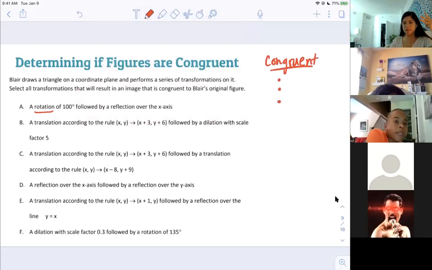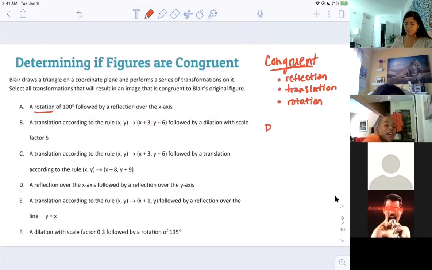What types of transformations? Reflection, translation, and rotation. Dilation is the one where you enlarge. Dilation is not going to give you congruent because that's the one that gets bigger or gets smaller. So it's going to be anything that does not have a dilation.